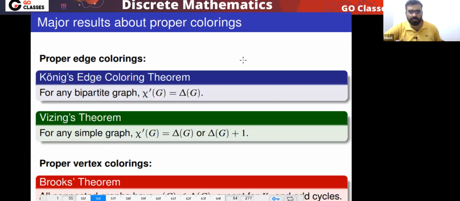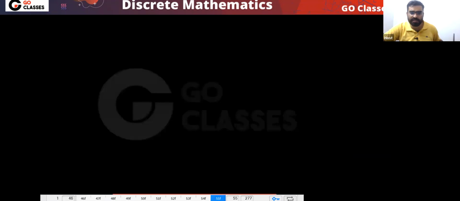Okay, so now let's see. This is your Vizing theorem. Vizing theorem says that for any graph, the edge chromatic number will be either the maximum degree or the maximum degree plus 1. And this is a theorem by Koenig. He says that bipartite graphs are class 1. Basically, this is the idea: bipartite graphs are class 1.